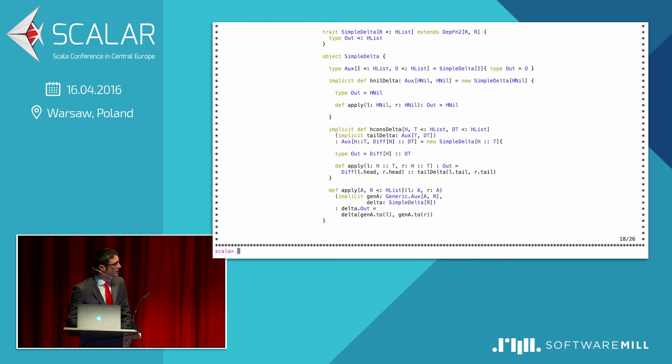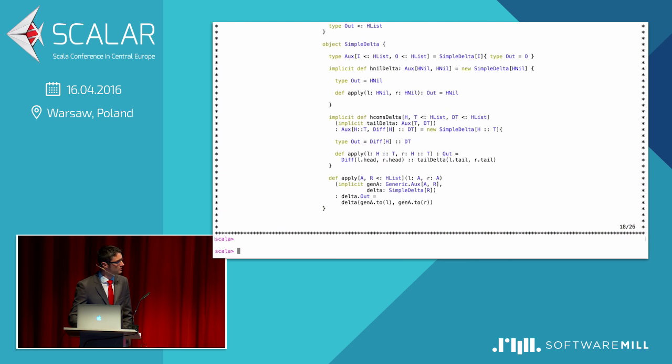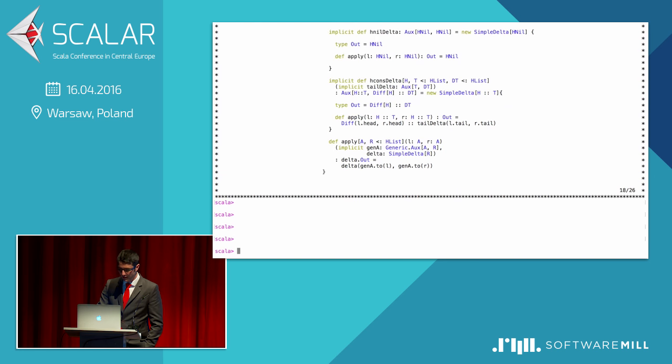Okay, and finally, I define a convenience method, apply, that takes 2 objects of type A, grabs their generic representation, and passes this generic representation into a simple delta.